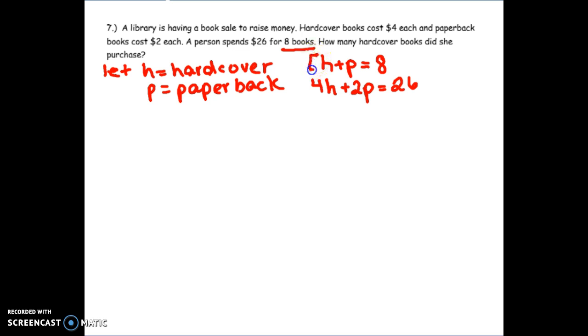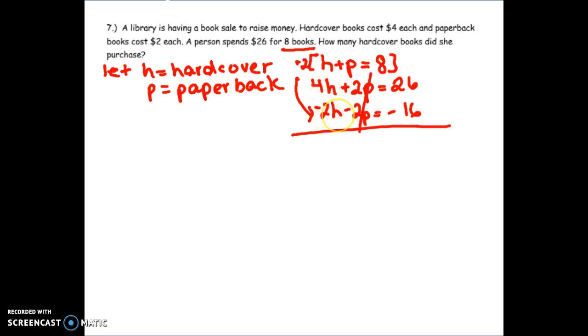So I'm going to take the first equation and multiply both sides by -2. When I do that, I write it underneath the second equation and I get -2h minus 2p is equal to -16. So now I can eliminate easily. My p's will cancel out.